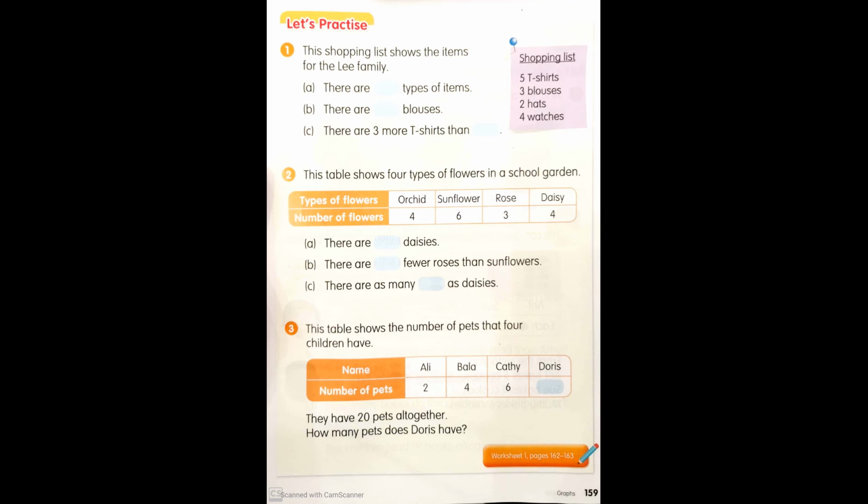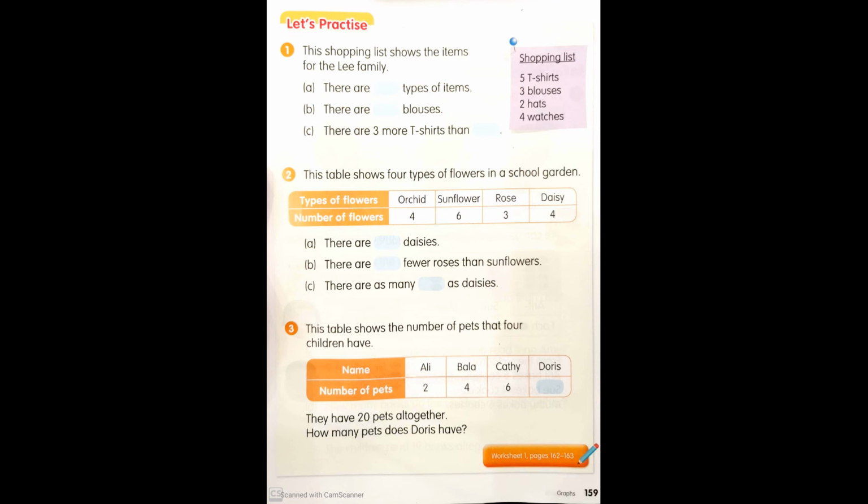2, right? Which one has only 2 of them? Which item has only 2? There are only 2 items of this one. Which one is it? It's hats. So there are 3 more t-shirts than the hats. Yes, because 5 take away 3 equals 2. And 2 is hats. So that is the answer.